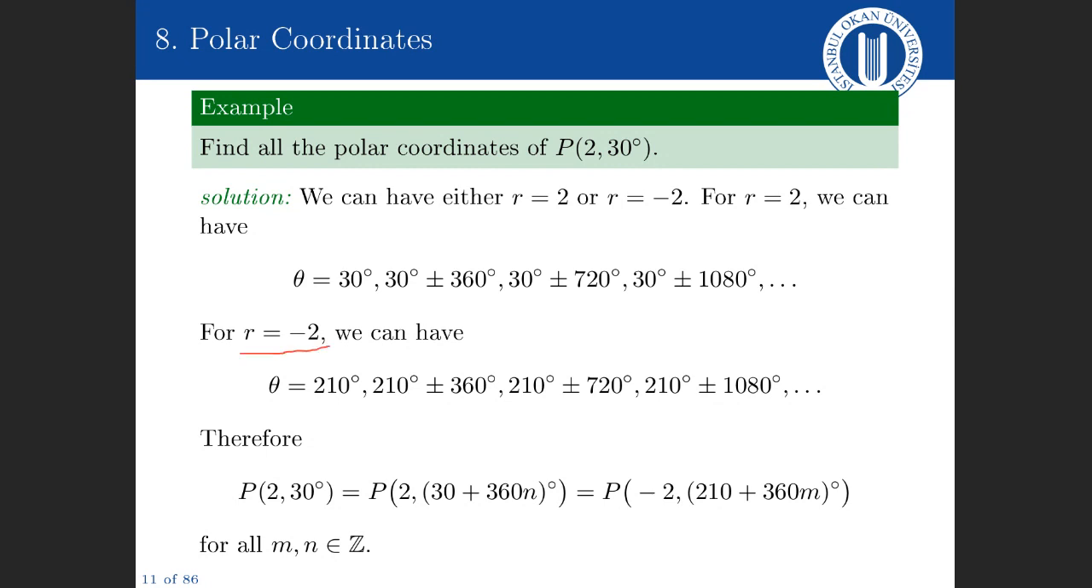If I used R equal to minus 2, the first angle needs to be 180 degrees more than the other first angle, and then we could add or subtract 360 degrees, 720 degrees, 1080 degrees, and so on, depending on how many times we want to go round and round and round.